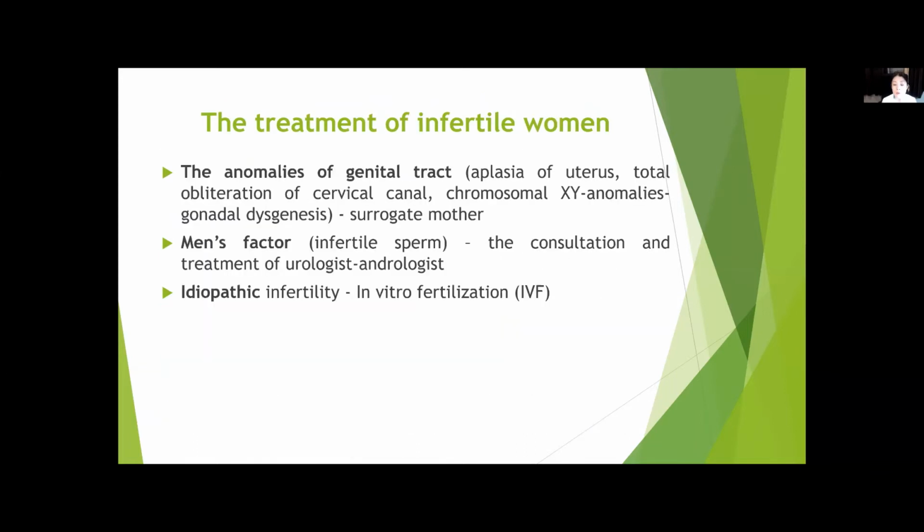In the case of anomalies of the genital tract, aplasia of the uterus, total obliteration of the cervical canal, chromosomal anomalies, gonadal dysgenesis, which is the absence of ovaries, it is suggested that the only way is a surrogate mother.